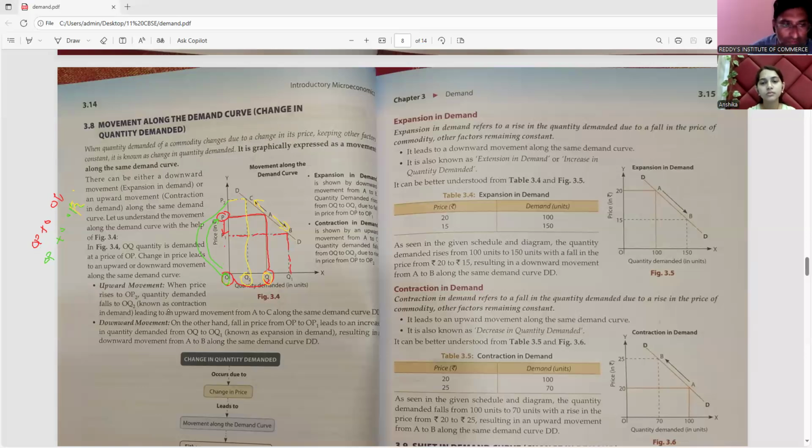Now, the expansion of demand is shown by the downward movement from A to B. Here is the expansion of demand, it goes to the downward movement side. Quantity demanded rises from OQ to OQ1. Your quantity demanded rises due to the price of the commodity falling.